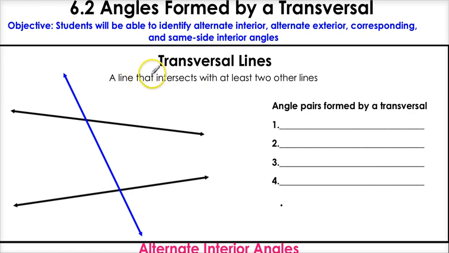Okay, what a transversal is, it's actually a line that intersects at least two other lines. That's what a transversal is. It's a line that intersects with at least two other lines. So, if you're looking over here, you'll see that this line right here intersects with two other lines. So this would be right here. This is our transversal. All right, that guy, because it intersects the two other lines.